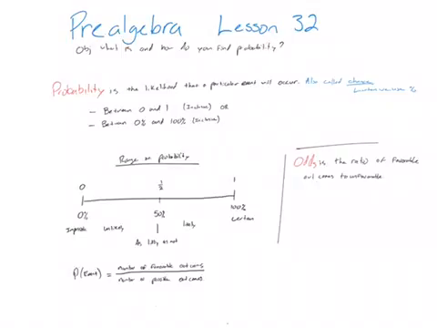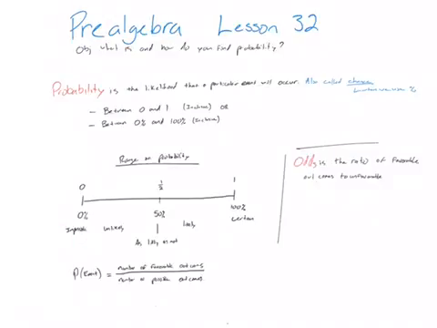With probability, it's always between 0 and 1 whenever we're using decimals, and that's inclusive, meaning it can be 0 and it can be 1. Or it could be between 0 and 100%. So this is kind of what it looks like. If it's 0%, or if the probability is 0, that means it's impossible.